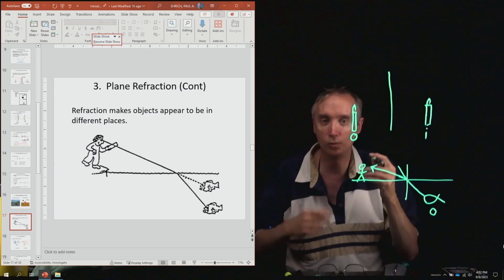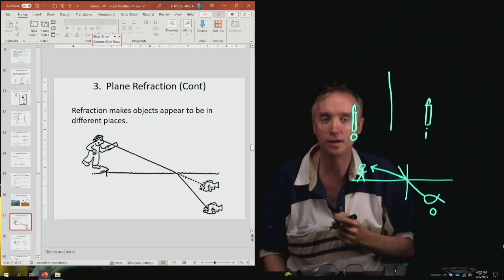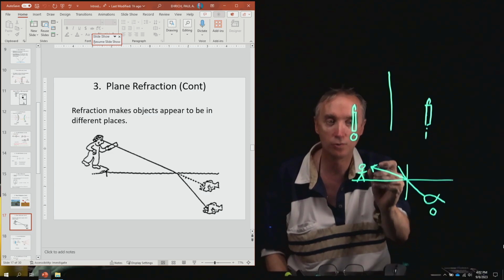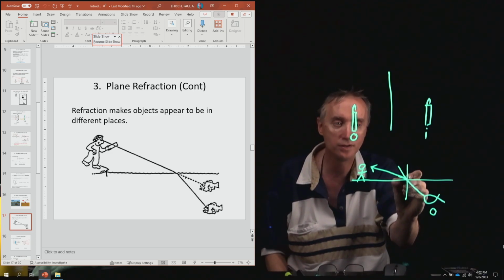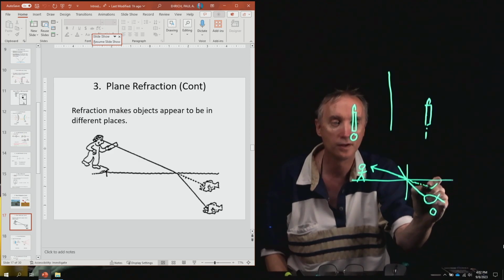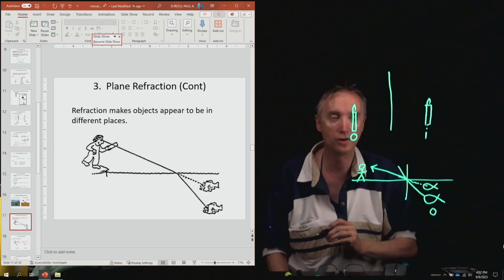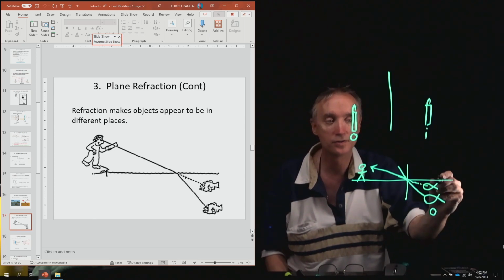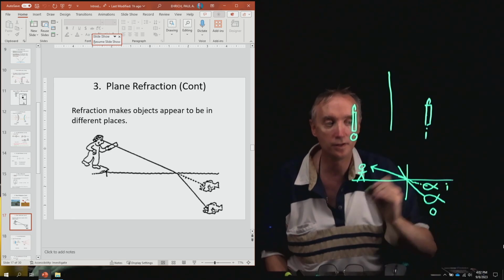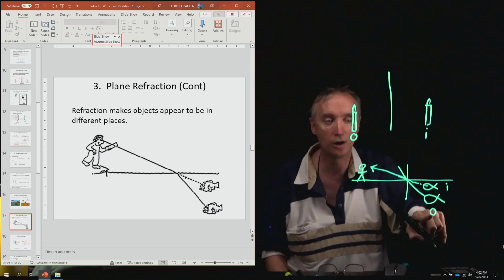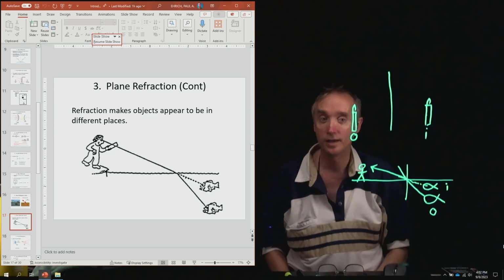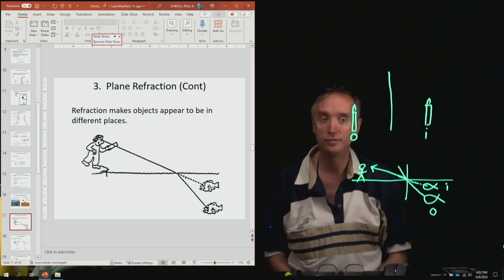But we're accustomed to thinking that light travels in a straight line. So if we continue this as a straight line over here, we're going to think that the fish is actually located up there, when in fact it's located down here. So this would be I, the image of the fish, and this would be O, where the fish really is. Now, this class could save your life.